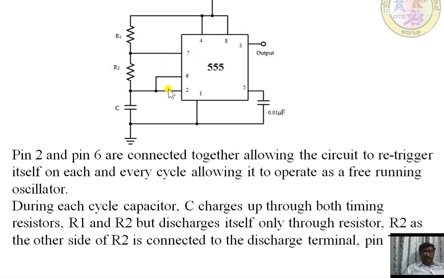This is the pin diagram of how it is internally connected. Pin number 2 and 6 for astable will always be shorted and connected together, allowing the circuit to re-trigger itself on every cycle, allowing it to operate as a free running oscillator. During each cycle, capacitor C charges up through both timing resistors R1 and R2, but discharges only through resistor R2. While charging, it takes both resistors R1 and R2, but for discharging it is just the R2 value, and the other side of R2 is connected to the discharge terminal, pin number 7.